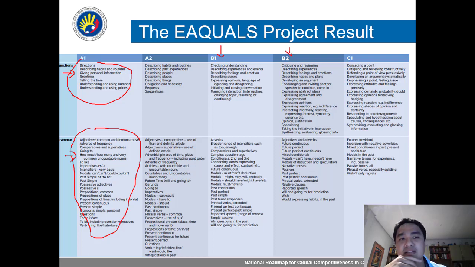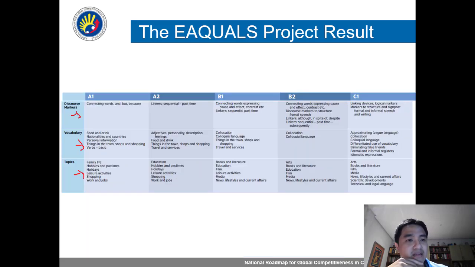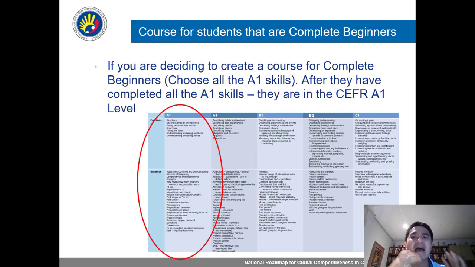Okay, so here would be the next set, the discourse markers of the A1 skills, and the vocab is food and drink, nationality, countries, personal information, family life, etc. Okay, so how do I use this? If I am creating a course for complete beginners and I want them to reach A1 at the end of the course, then I will teach them all the A1 skills.